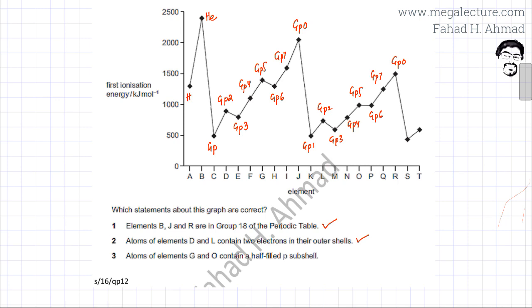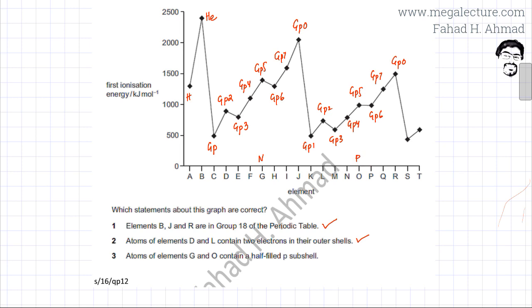The next statement is that atoms of elements G and O contain a half-filled p subshell. So we're talking about atom G, which is in group 5. This atom over here is nitrogen. Remember, they had plotted the first 20 elements, so this is proton number 1, 2, 3, 4, 5, 6 and 7. So this is nitrogen over here. And this element O over here is also in group 5. That would be proton number 15, which is phosphorus. So element O is going to be phosphorus.